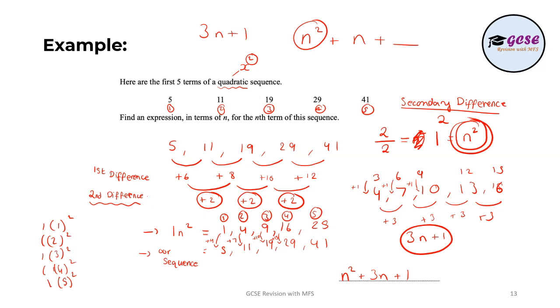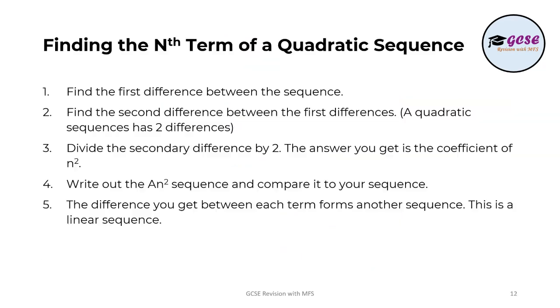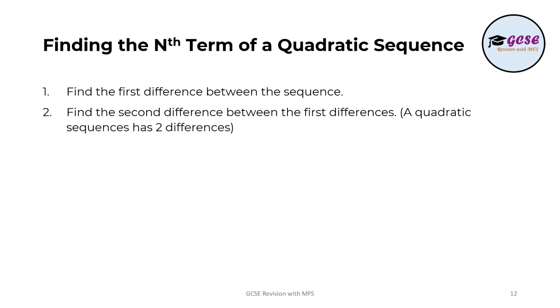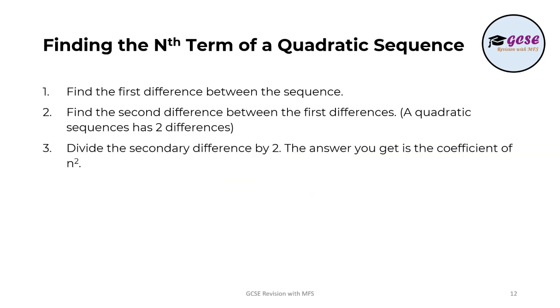Now, these questions, I'm just going to quickly run through the method of working out over here. First, you find the difference between the sequence. Then you find the second difference between the sequence. A quadratic sequence has 2 differences. Remember that. So you work out the first difference and then you work out the second difference. Then you divide the second difference by 2. And this will give you the coefficient of n squared.